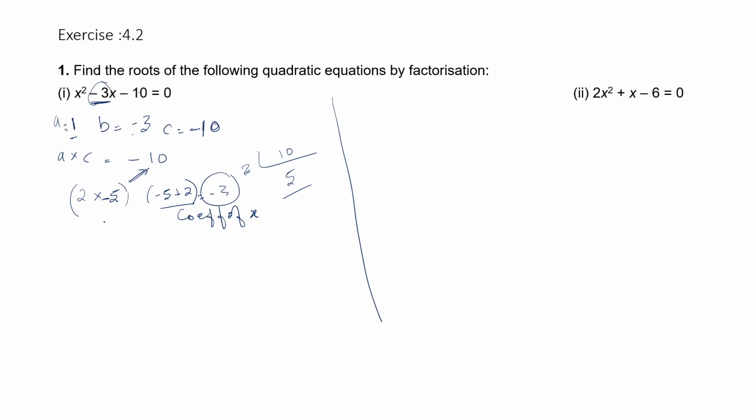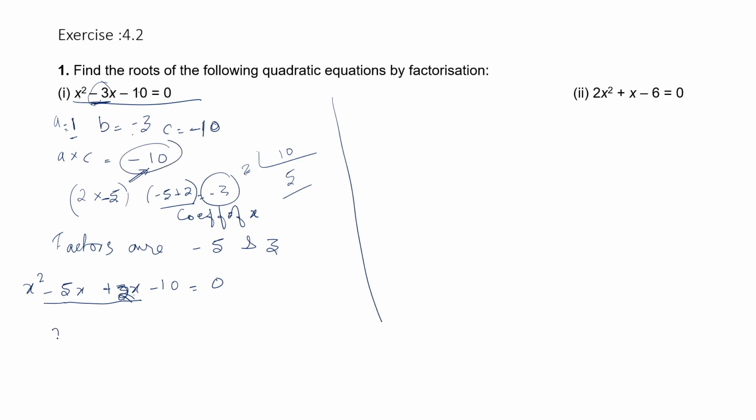So our factors are minus 5 and 2. Okay, so now I will write this equation as x square minus 5x plus 2x minus 10. So can you understand, on adding minus 5 plus 2, I'll get minus 3, and on multiplying minus 5 and 2, I'll get this multiplied value.